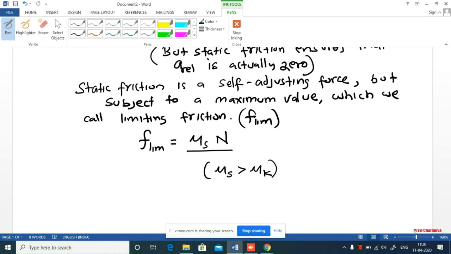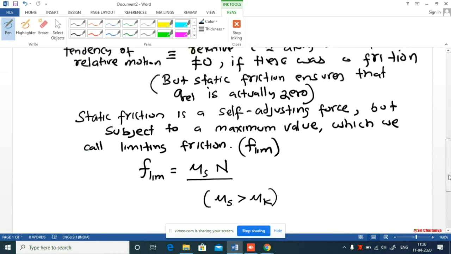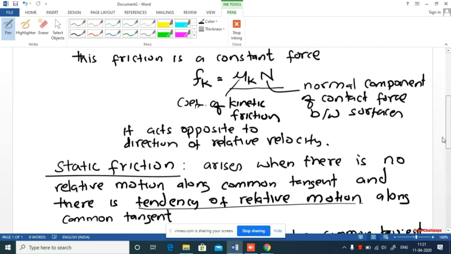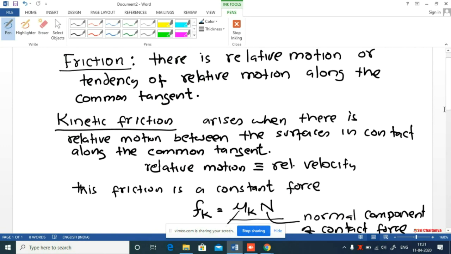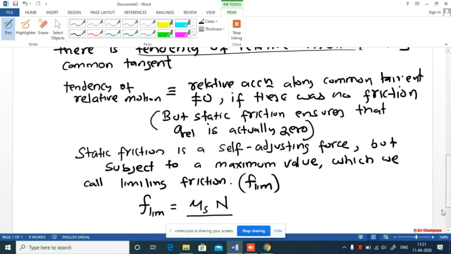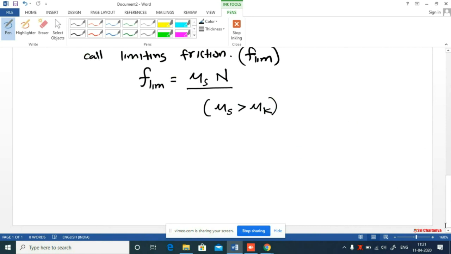As I told you, we'll now move to illustrations, and through them we'll try to understand, because the whole chapter is about determining where friction will act, where friction will not act, where static friction will act, and where kinetic friction will act. And one last point: the direction of static friction.